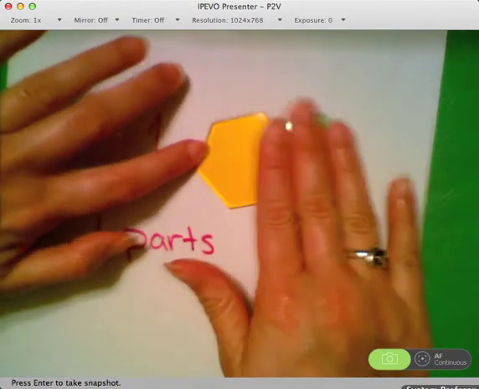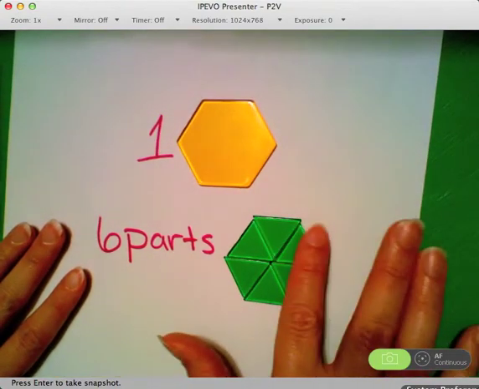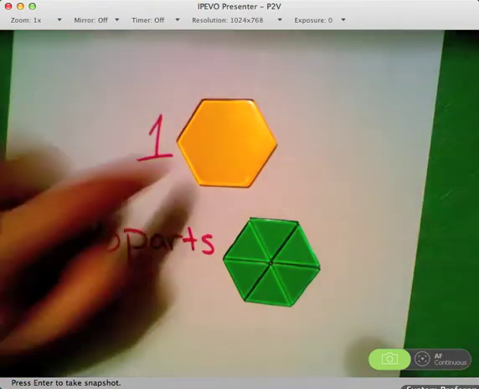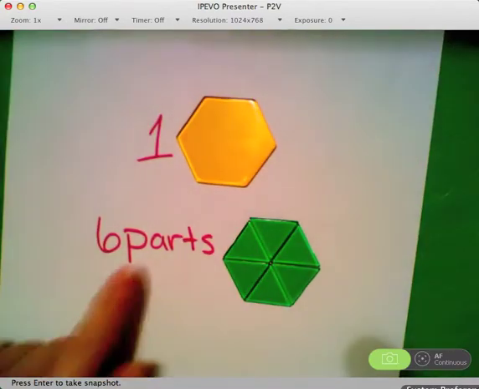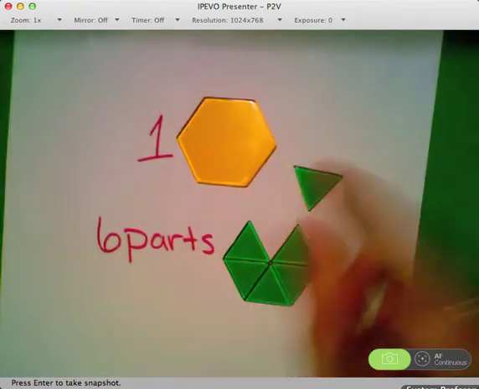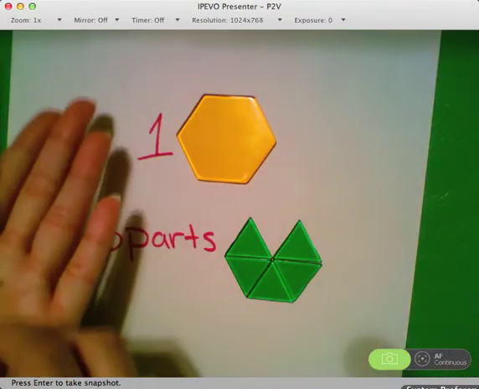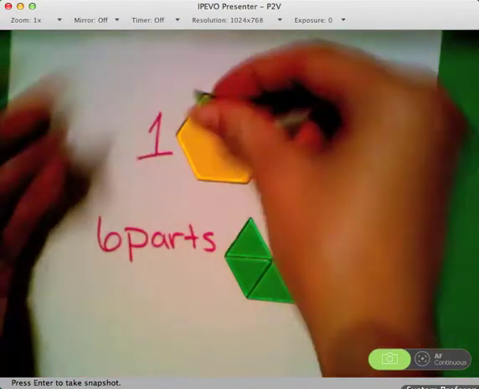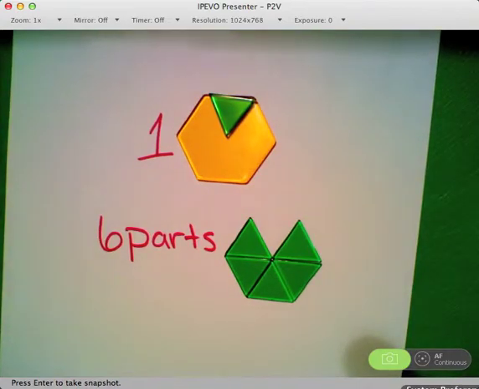So let's look at it this way. One whole hexagon. Well, this is another whole hexagon, but it has 6 parts. Okay. Let's say I have this much of a hexagon. How much of a hexagon do I have? It's not a whole hexagon. It's only a part. But how much of a part? How much of a hexagon?